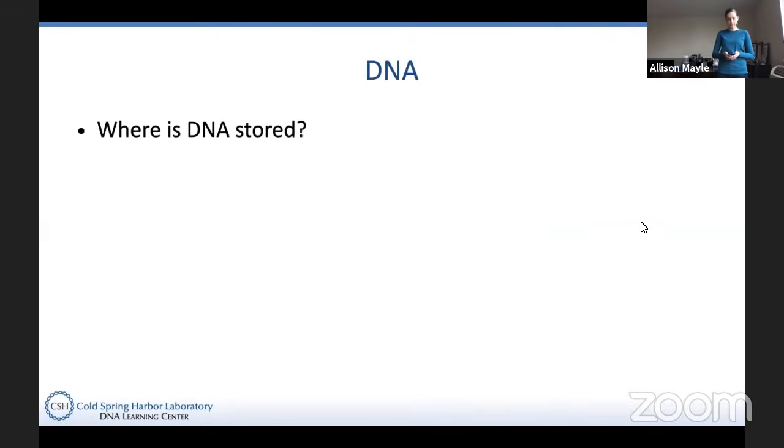So where is DNA stored, first of all? If you think about the things that were on that previous list, they all have something in common, right? They all came from somebody's body. And DNA is stored in our cells. Most of our DNA is stored inside the nucleus of our cells.